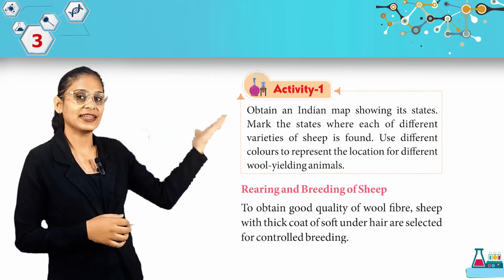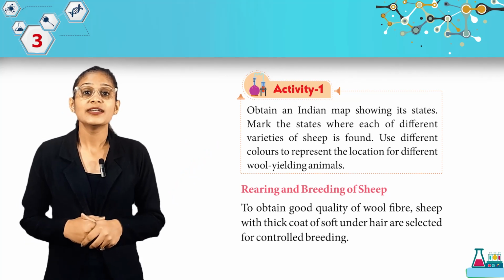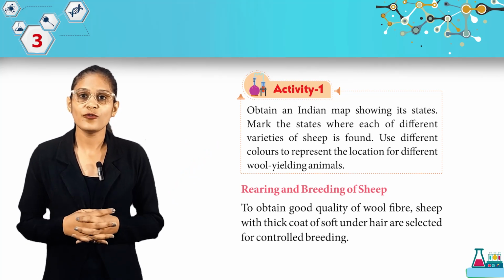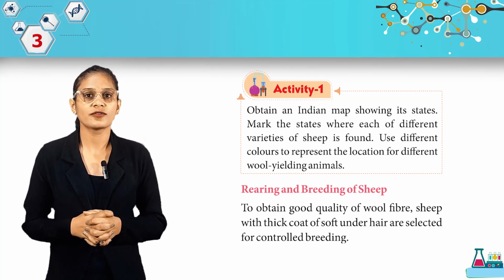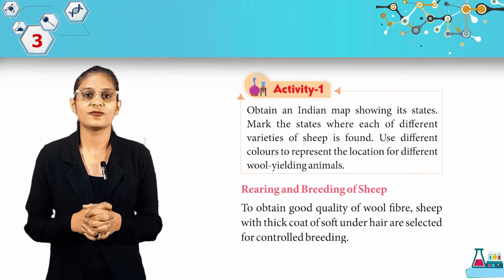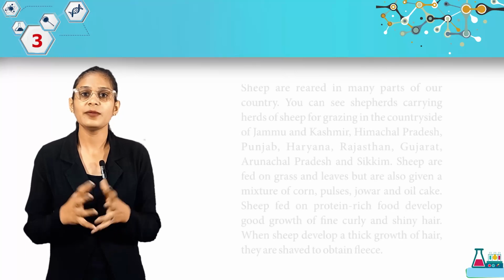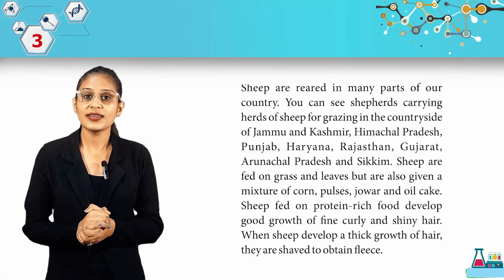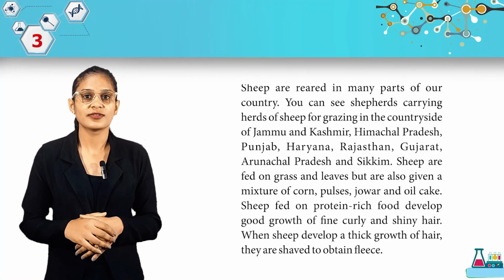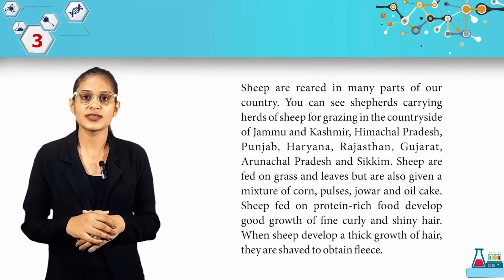Now we have rearing and breeding of sheep. To obtain good quality of wool fiber, sheep with thick coat of soft underhair are selected for controlled breeding. Sheep are reared in many parts of our country. You can see shepherds carrying herds of sheep for grazing in the countryside.